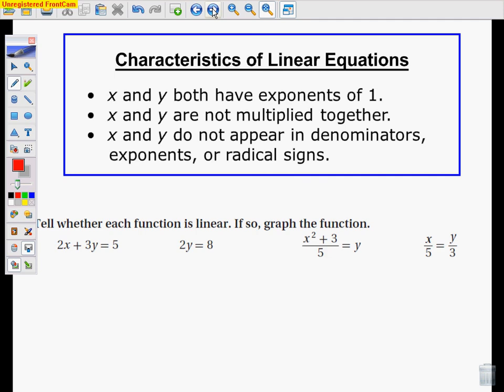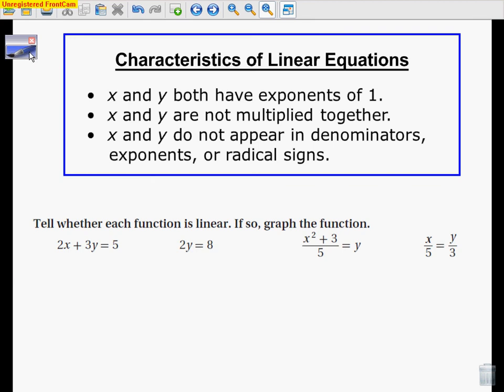X and y both have exponents of 1. X and y are not multiplied together, and x and y do not appear in denominators, exponents, or radical signs. So, this first problem that we have down here, 2x plus 3y equals 5, is it linear? Well, this one meets all of those stipulations. So, yes, this one is linear.